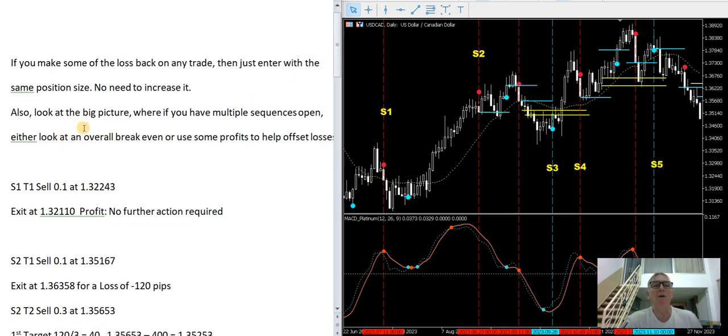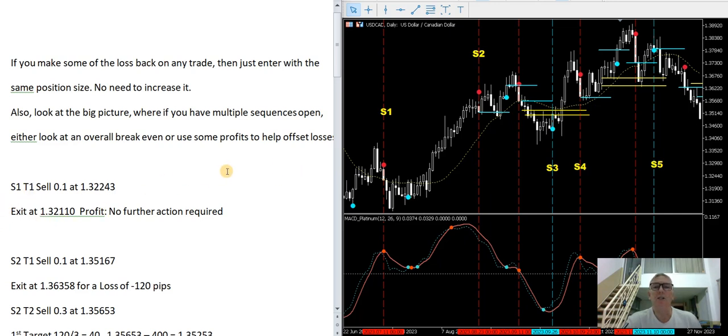Also, look at the big picture, where if you have multiple sequences open, and this applies to any of my trading, either look at an overall break even or use some of the profits to help offset losses. All right, so that's pretty well straightforward. All right, let's get into it.